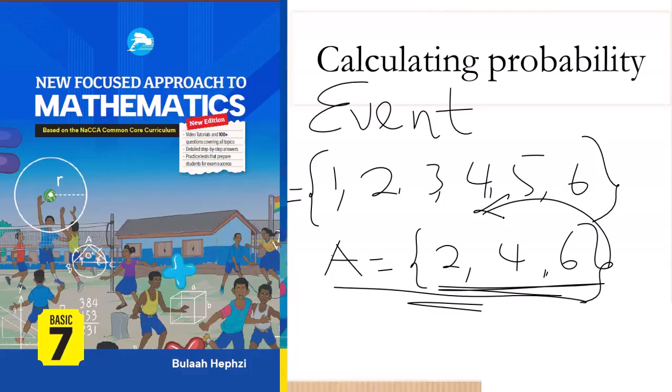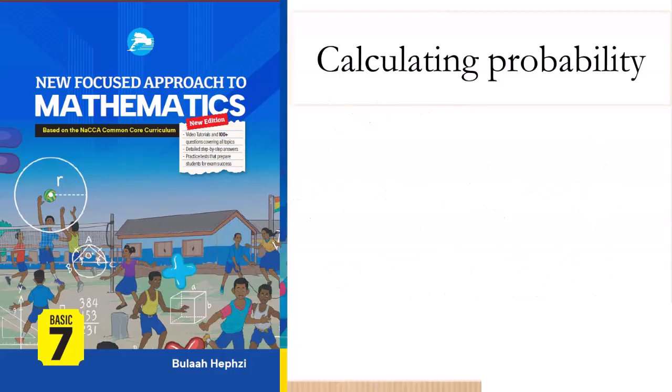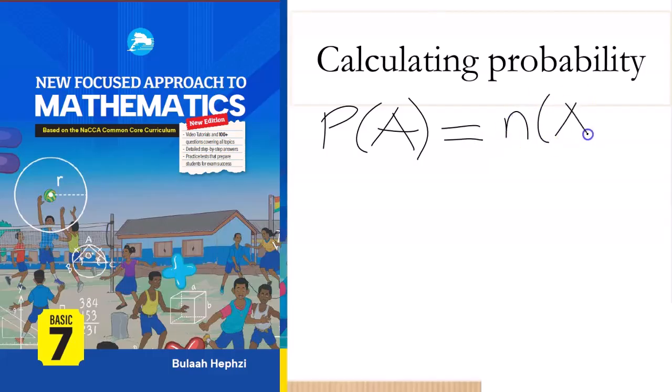And we are going to use the term event a lot and the term sample space a lot. Now, how do we calculate the probability of an event? For example, if the event is A, then the probability of the event A is defined as the number of elements in the event over the number of elements in the sample space in the whole question.